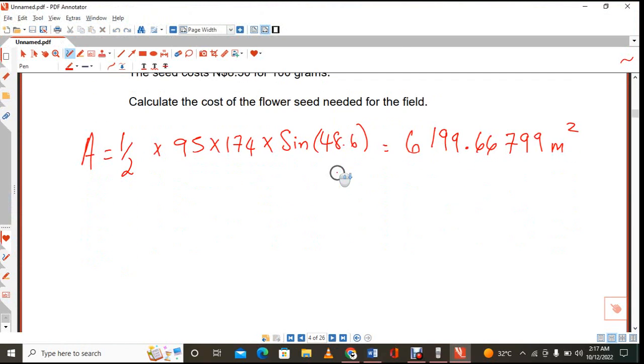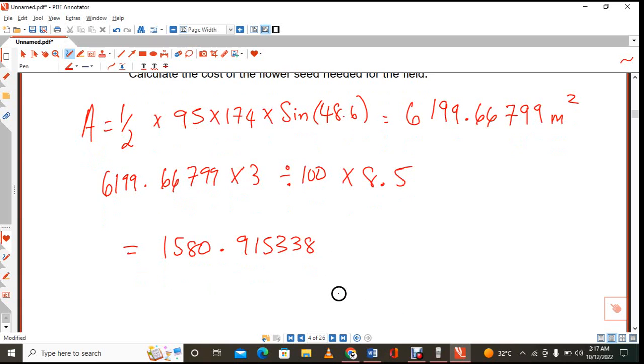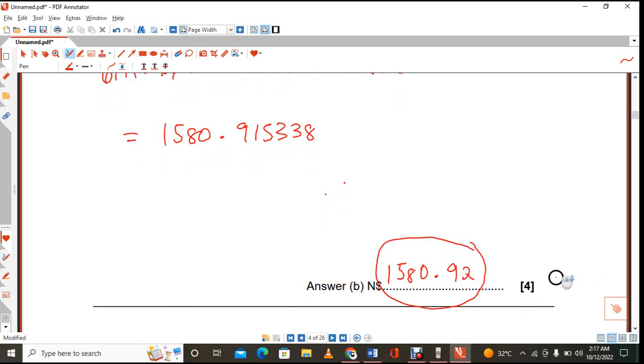Let's restore that. So what we have now is 6,199.66799. We multiply that by 3, then divide the answer by 100, and then multiply that by 8.5. If you punch all of this in, you get 1,580.915338. So the cost of the flower seed needed for this is anything in that region. I will definitely accept 1,581, but I can say maybe 1,580.92 to 2 decimal places. Anything in a reasonable range will be accepted.